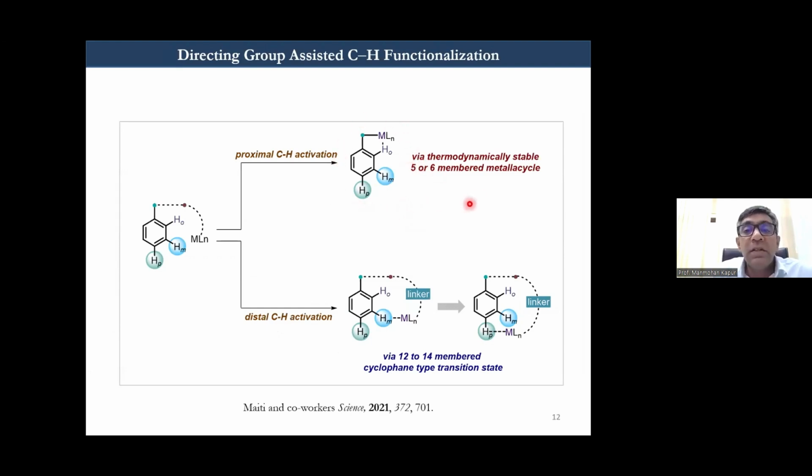One can have a proximal CH activation via a thermodynamically stable 5 or 6 membered metallocycle, or you can have a distal CH activation by using a linker and a very large cyclophane type of transition state, by which you can actually reach spaces which are not in the proximity of the normal space. So you can actually reach meta or para positions of arenes. Not only that, you can actually reach positions which are not defined as meta or para. That means you can reach positions which are even 6 carbons away.